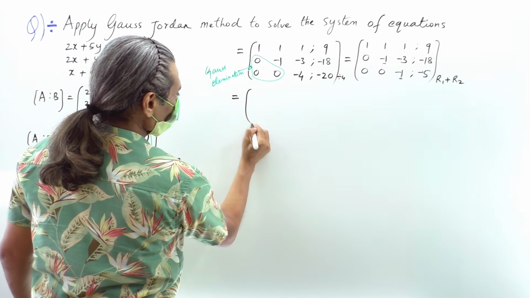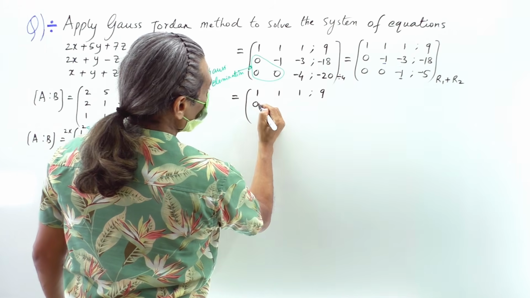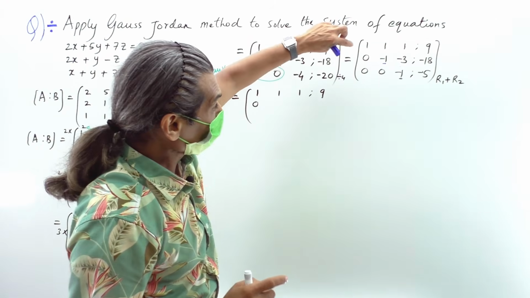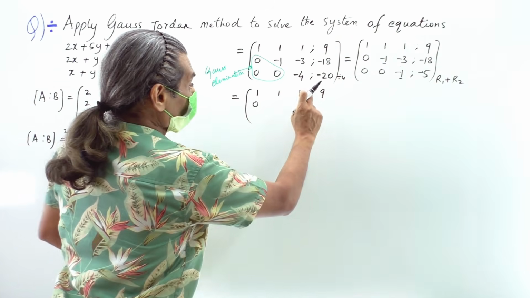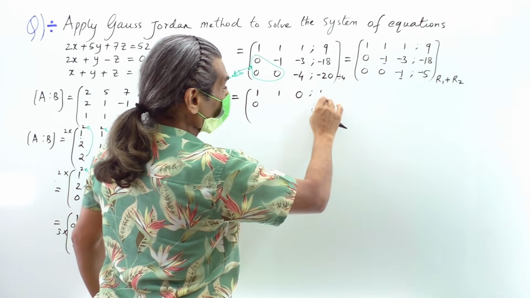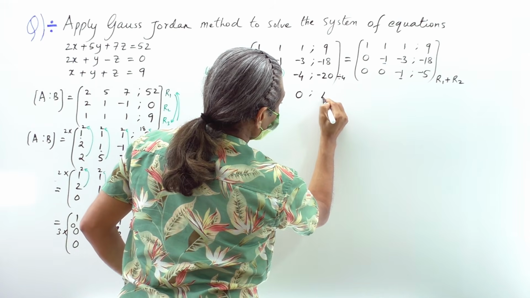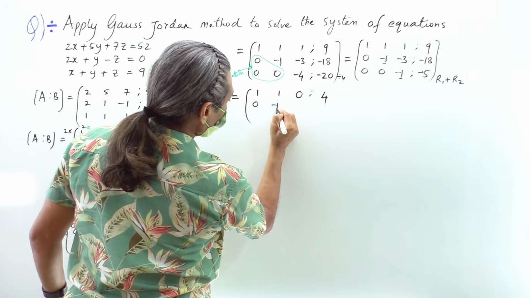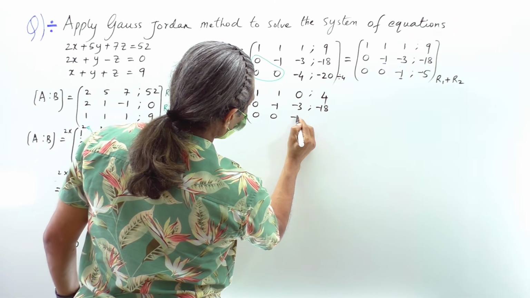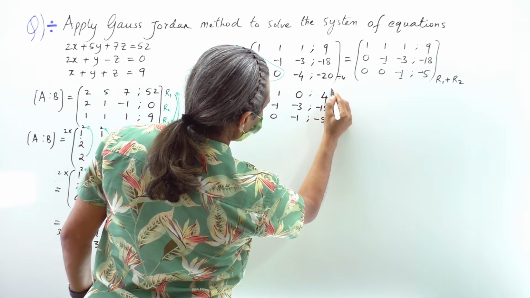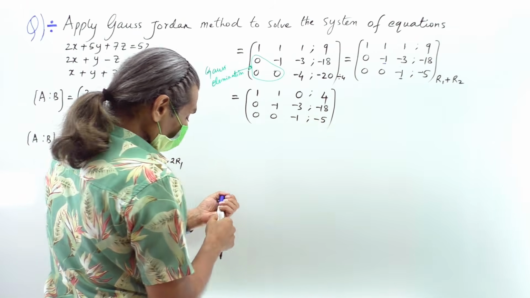So this will be now 1, 1, 1, augmented 9, 0. No, sorry, I have to do the operation. R1 plus R2: 1 plus 0, 1; 1 plus 0, 1; 1 minus 1 is 0; then 9 plus, 9 minus 5, the operation is addition, so 9 minus 5 is 4. Then this will be as it is: 0, minus 3 and minus 18, and 0, 0, minus 1 and minus 5. Done. Now we are making use of this again.